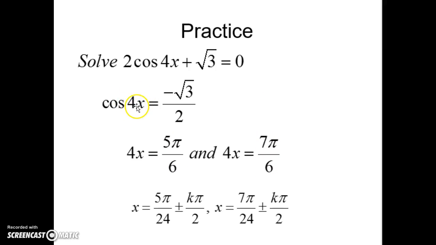But now my angle measure is not just x, it's 4 times x. So I need to set 4x, or this angle measure, equal to the angle measure and then divide both sides by 4. Remember as well that I'm dividing 2k pi by 4, which cleans up to k pi over 2. So that's why this doesn't look like 2k pi, because we've already reduced this fraction of 2k pi over 4 to k pi over 2. I divided both sides by 4, so 5 pi over 6 becomes 5 pi over 24, 7 pi over 6 becomes 7 pi over 24.